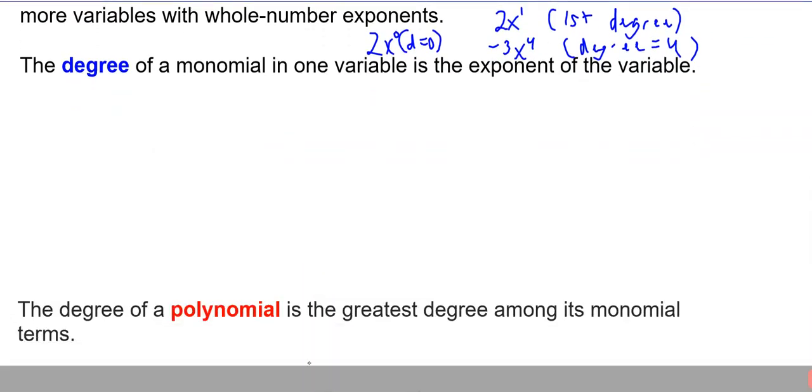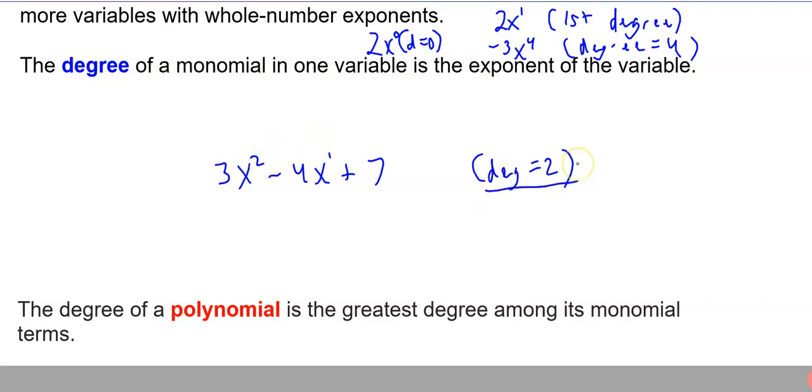And then there's a polynomial, which means many. So there could be more. If you have something like 3x squared minus 4x plus 7, the degree of that polynomial is 2, because of the largest degree. This 7 term is degree 0. The negative 4x term is degree 1, because x is to the first, and 3x squared is degree 2. So it's a degree 2 polynomial. We would call it a quadratic. That's what we typically call a degree 2 polynomial.